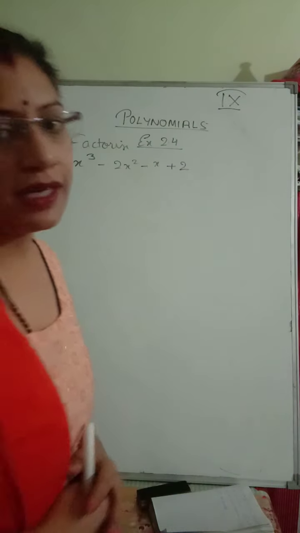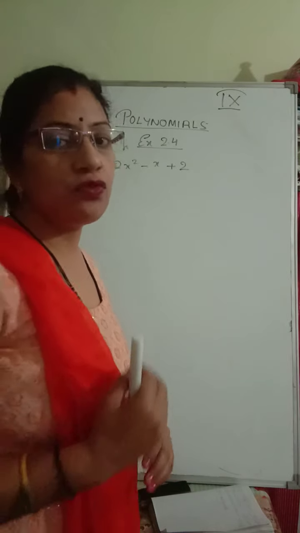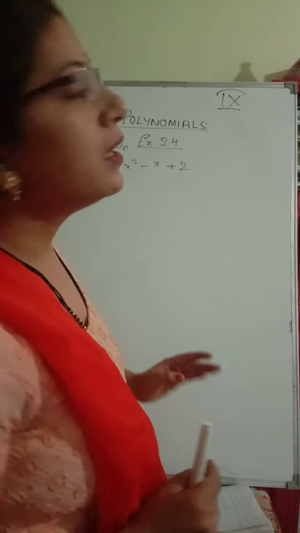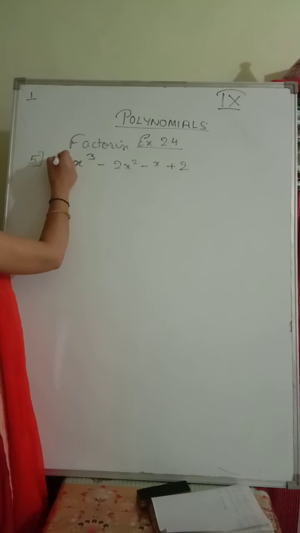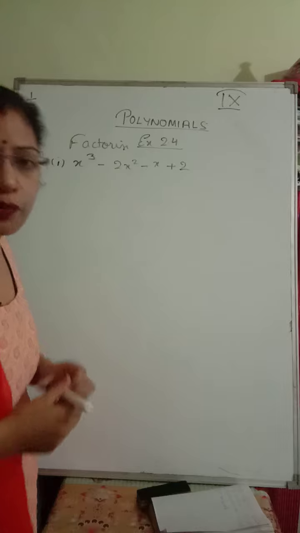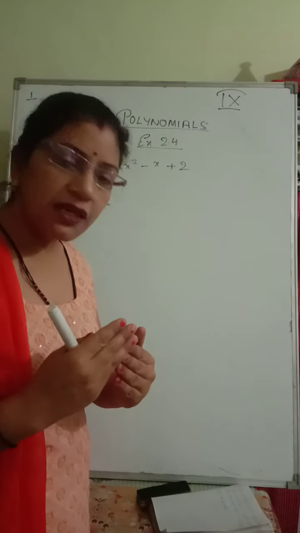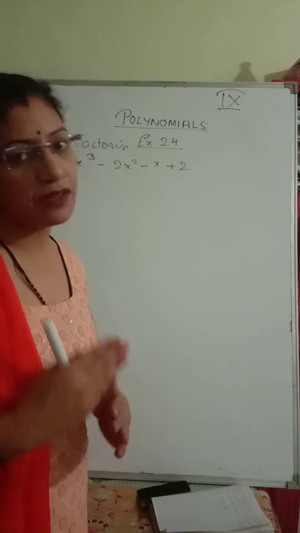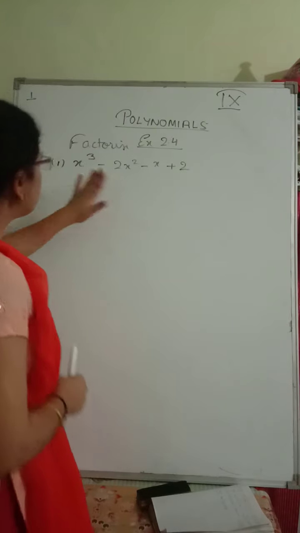Today we are starting exercise 2.4, question number 5. In question number 5, we have to factorize the polynomial again, and we are given the first polynomial. There are two methods of doing this. Let us do it by both methods. Whichever you feel is easier, you can do by that method. So let me start with the first.